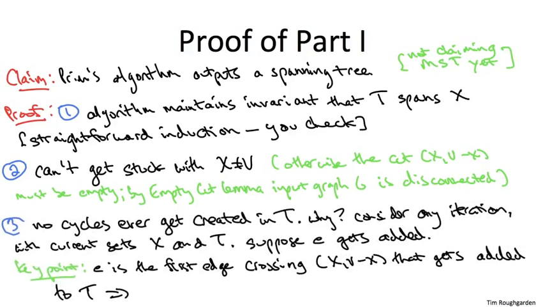For the final step, we need to argue that Prim's algorithm never creates any cycles in the edges that it's choosing, capital T. So why are there no cycles? Well, what we're going to do is talk about each edge in turn that Prim's algorithm adds and argue that whenever a new edge gets added, there's no way that edge creates any cycles in the set capital T. And to see why, take a snapshot of the algorithm at some given iteration. So there's some current set capital T, and there's some set of vertices capital X that the edges in T span.